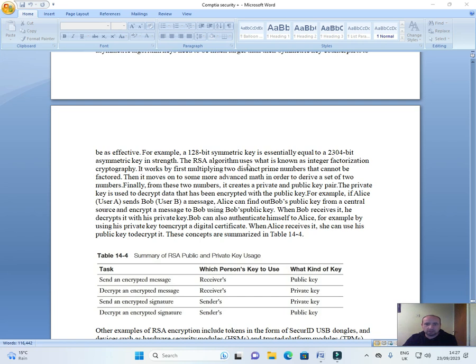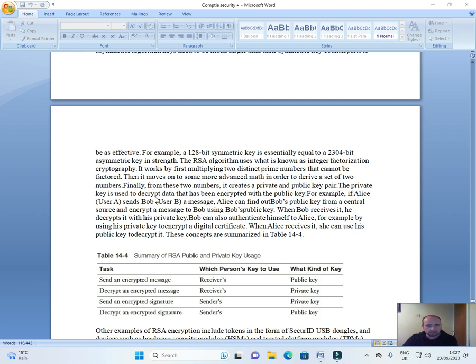The RSA algorithm uses what is known as integer factorization cryptography. It works by first multiplying two distinct prime numbers that cannot be factored. Then it moves on to some more advanced math in order to derive a set of two numbers. Finally, from these two numbers, it creates a private and public key pair.